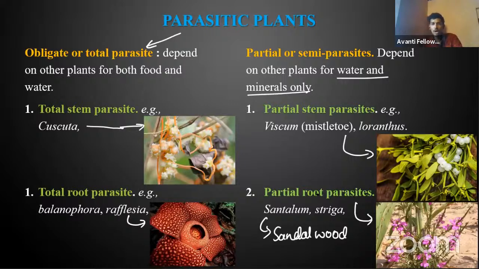Okay. So partial root parasites are there, and partial stem parasites are there. Both of them are green only, but they are not taking food from the host. They are only taking water and minerals from the host. Okay, so any doubts regarding this parasite?